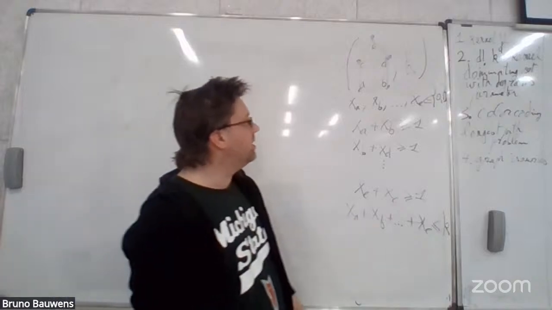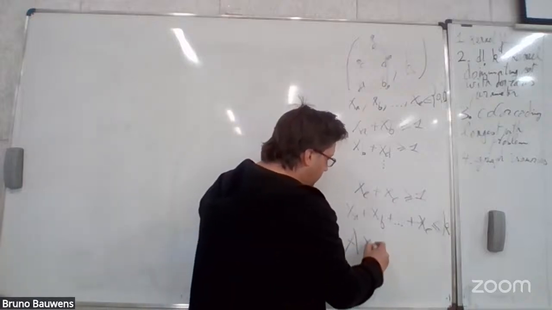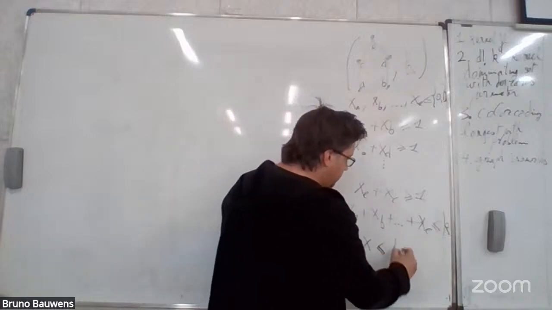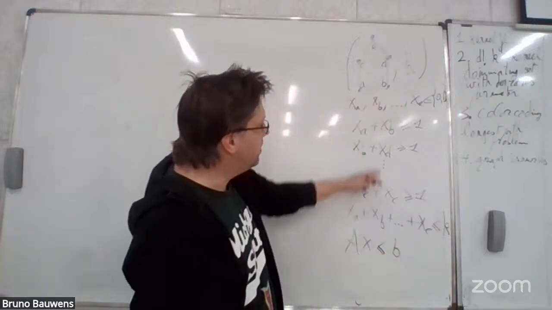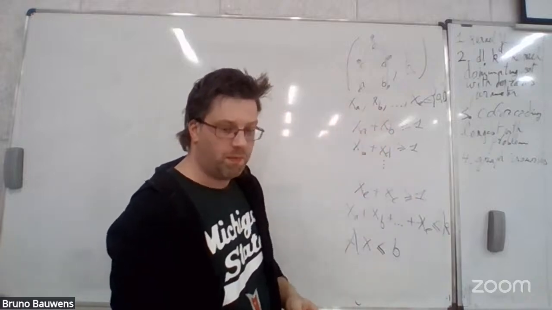So for programming, it's kind of annoying because you have to write it as a matrix. So x will be a vector, A will be the coefficients of this thing, and you require this to be smaller than b. Note that here we have bigger than, but we can negate to get smaller than.